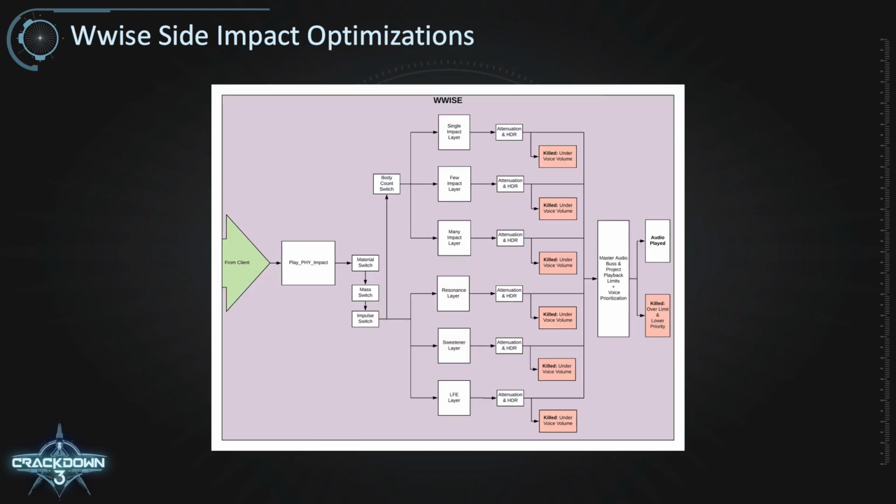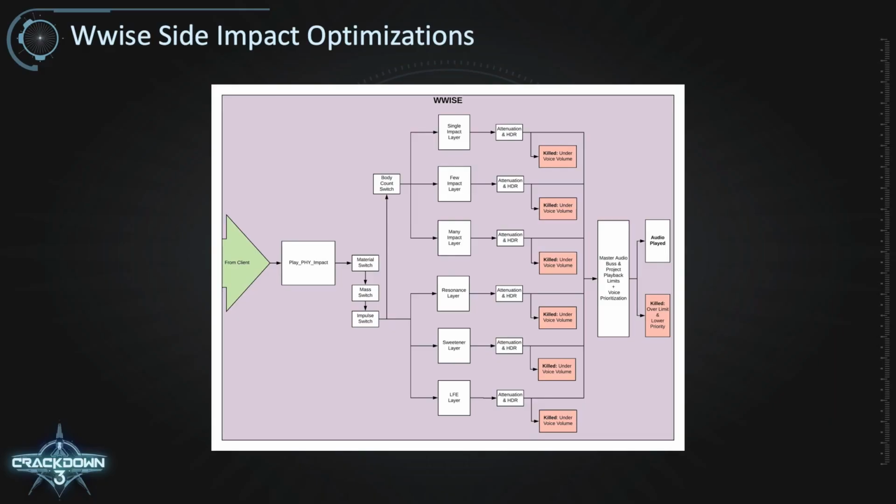All right, so now on to Wwise. The last stage is Wwise itself. The PlayFi impact event triggers are going to trigger appropriate content based on their switches: material, mass, and impulse. You can see here that the impact layer also has another switch called body count, which is the number of merged bodies that are embedded in a merged collision. So we use this to select single, few, or many impact layers.